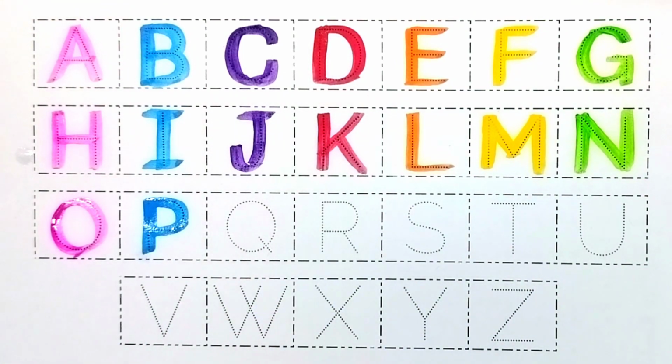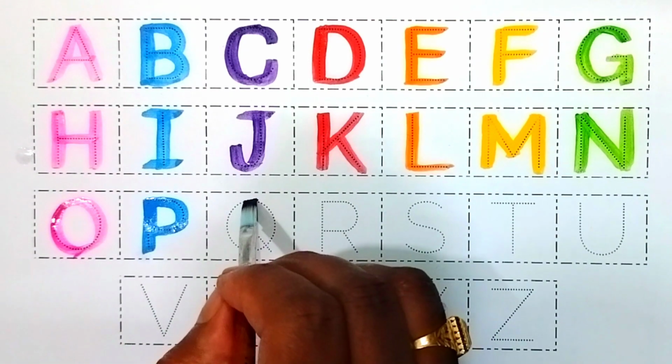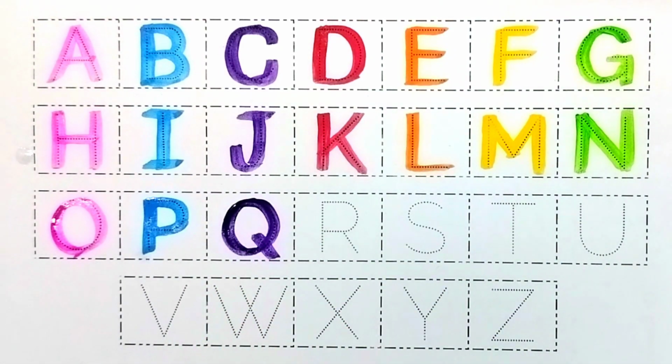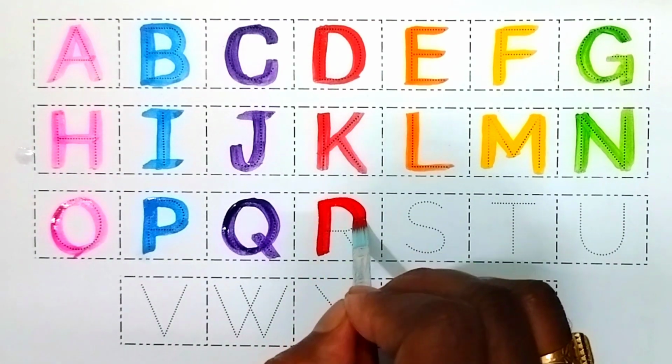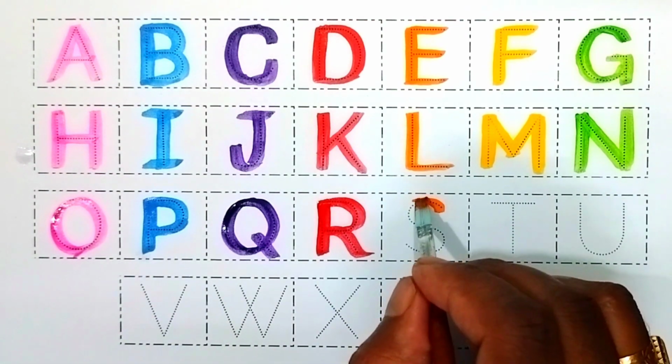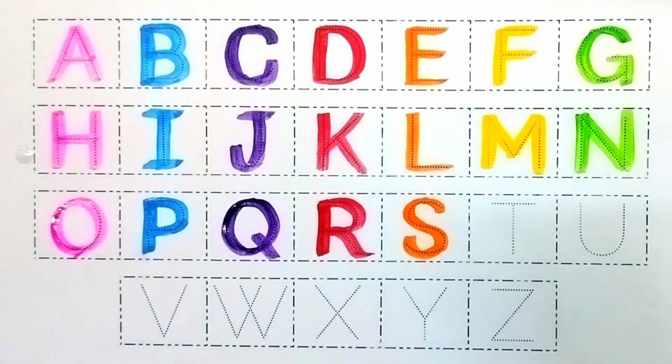P for pineapple. Q for quail. R for rabbit. S for soap.